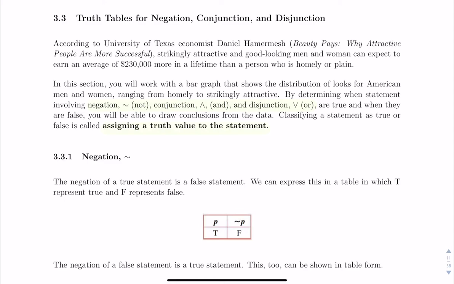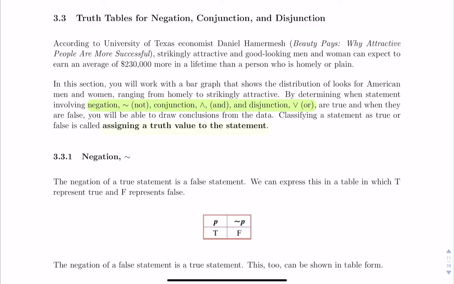According to University of Texas economist Daniel Hamermesh, strikingly attractive and good-looking men and women can expect to earn an average of $230,000 more in a lifetime than a person who is homely or plain. In this section, you will work with a bar graph that shows the distribution of looks for American men and women, ranging from homely to strikingly attractive. By determining when statements involving negation, which is not, conjunction, which is and, and disjunction, which is or, are true and when they are false, you will be able to draw conclusions from the data.